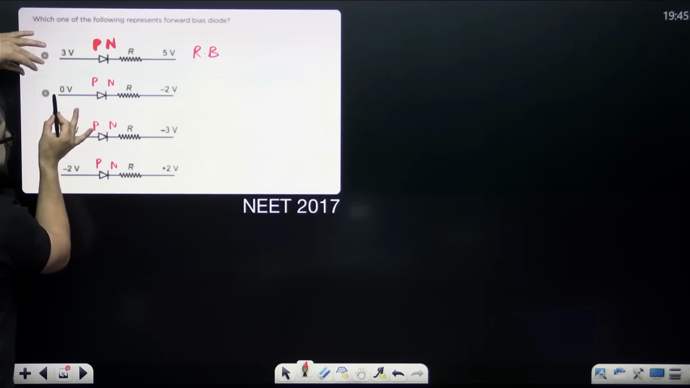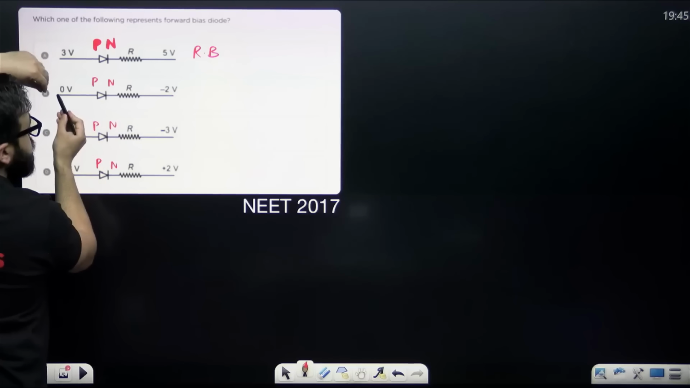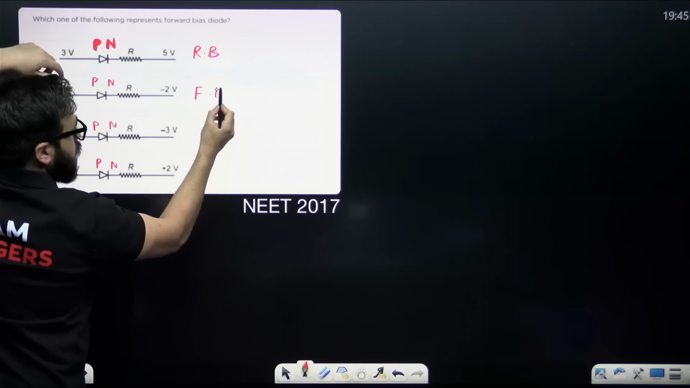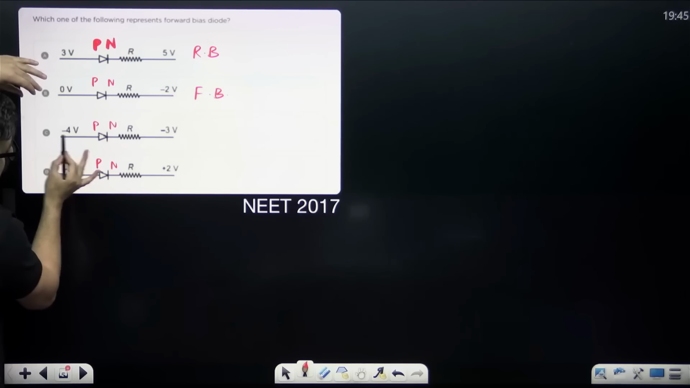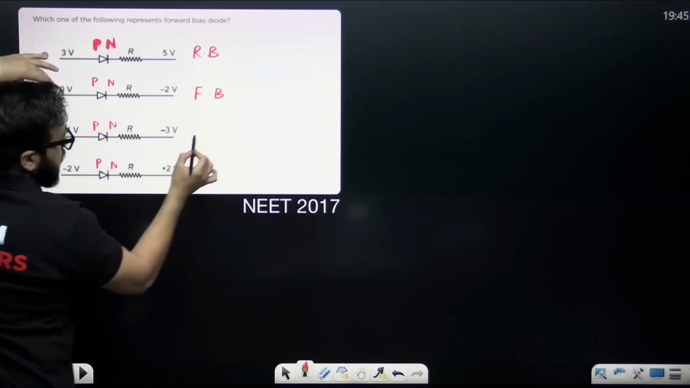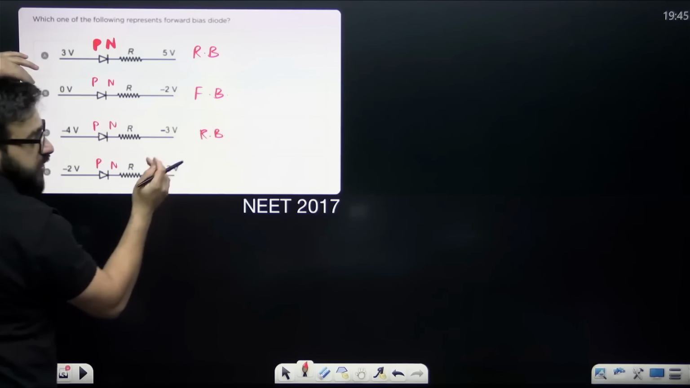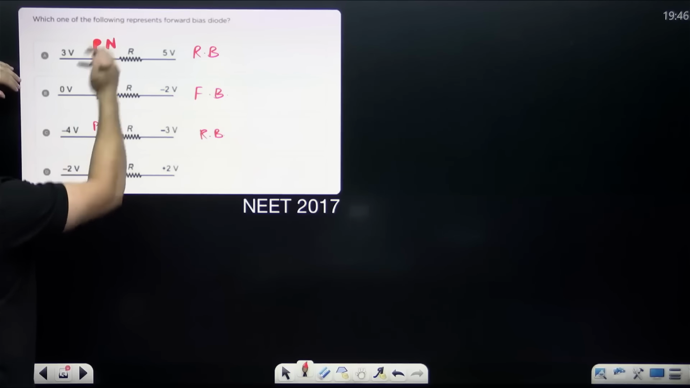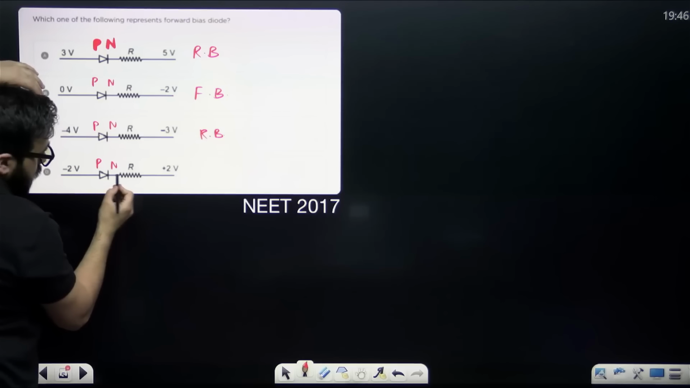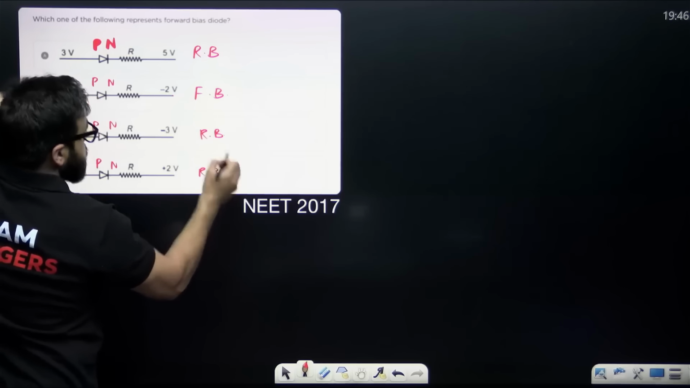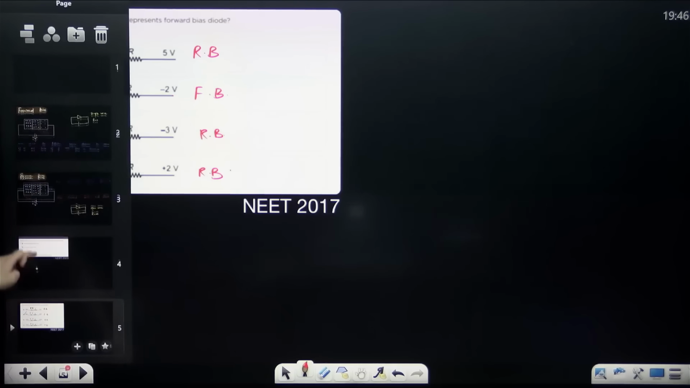So P side is connected to 0, N side is connected to -2. 0 is greater than -2. This is forward bias. This is connected to -4. This is connected to -3. This is again reverse bias, because in case of forward bias, P side is connected to higher potential. Here -2, here +2. This is again reverse bias. So option B is the correct option.